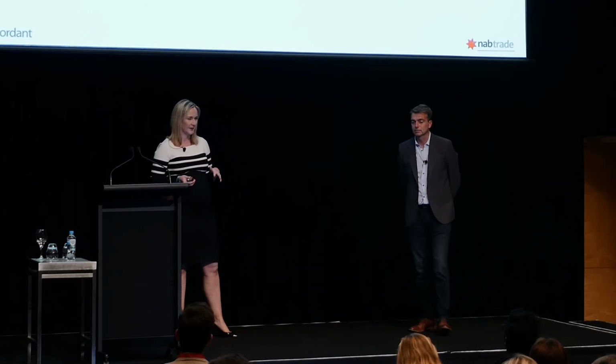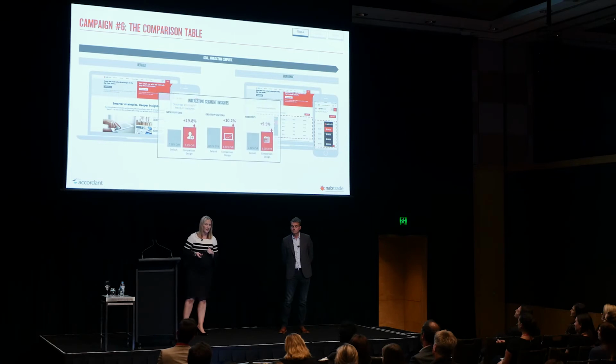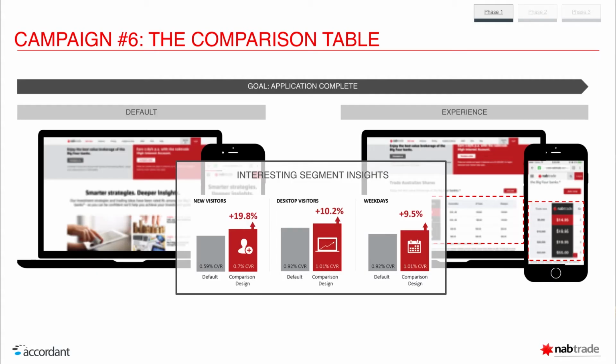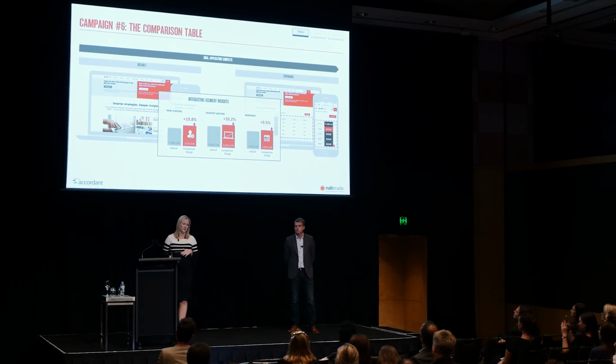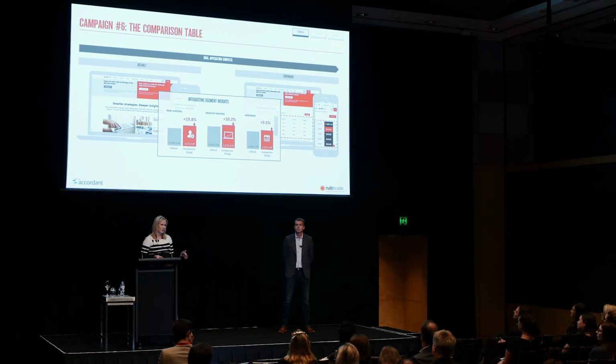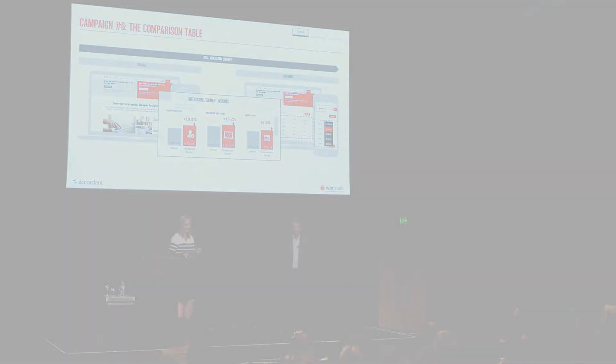By putting that pricing comparison table on the home page, we improved our site conversion by 10%. So what's fantastic is we were able to very quickly prove how effective it was and make it the default experience. And then we were also able to unpick those results a little deeper and drill down into some more meaningful metrics. So we found that for first-time visitors to the nabtrade site, it actually improved the conversion by 20%. There were also some nuances around whether you were visiting on a desktop or a mobile device, and then whether you were visiting on a weekday or a weekend.